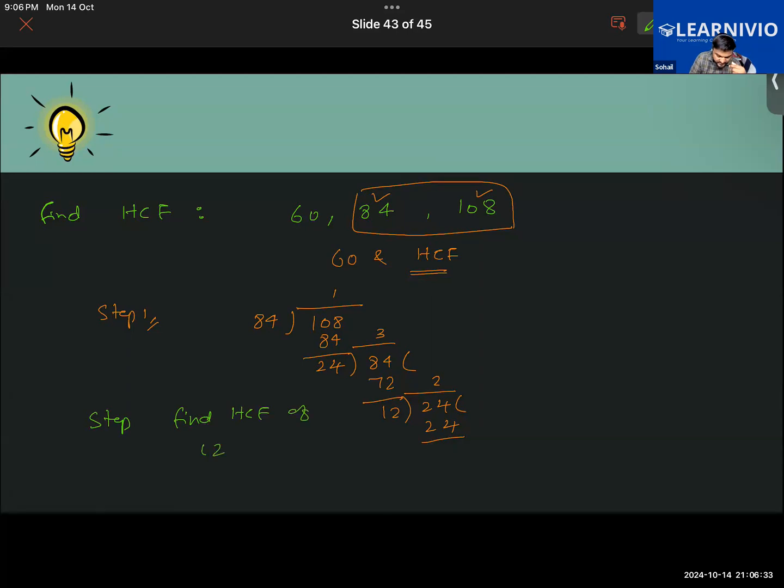So in step number 2, we have to find the HCF of 12 and the number which was left earlier, that is 60. You find the HCF of 12 and 60. It is equal to 12. So thereby, the final answer you're getting is 12. So 12 is the highest common factor of all these three numbers. Understood this now? So that is the way we are going to find it out.